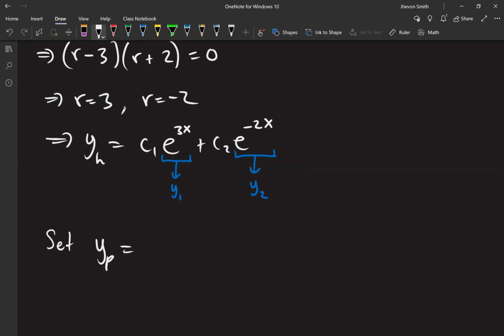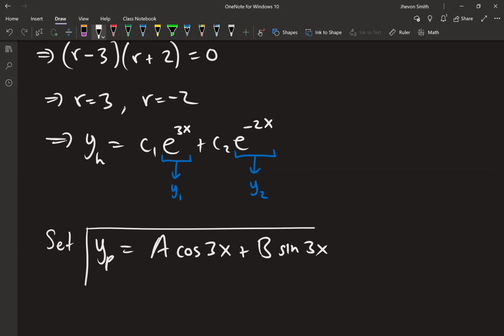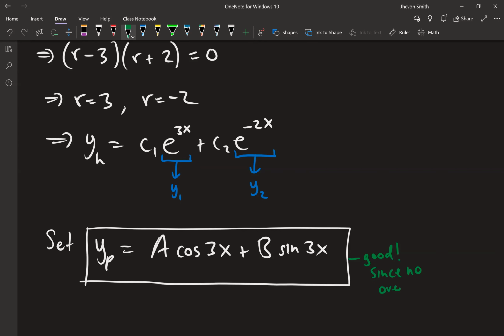Form of the yp? Right, a cosine 3x plus b sine 3x. And then you know that this is what you're going to take because there are no overlaps. This here is good since no overlaps with that guy. So that's it. That's your yp here. Okay.